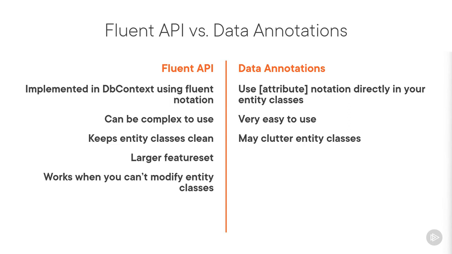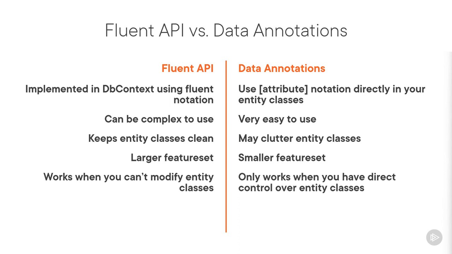Also, data annotations expose us to a more limited feature set than the Fluent API. And they only work when we have direct control over the entity classes, meaning that we're able to and allowed to modify them. While the above list may seem to favor the Fluent API, this is not a case of either or. The two approaches can work seamlessly together and can be used to complement each other.